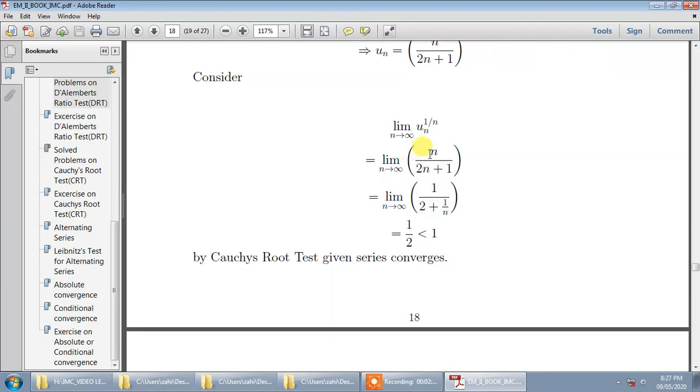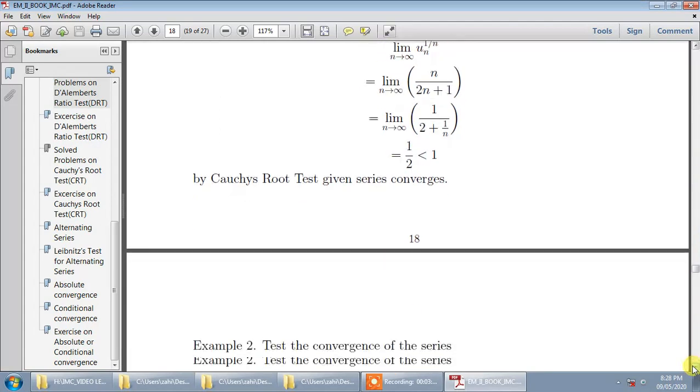If I take n common and cancel it, we get 1 divided by 2 plus 1 by n. If I put n equal to infinity, 1 upon infinity is equal to 0, so it becomes 1 upon 2, which is 1 by 2, which is less than 1. If this limit has value less than 1, the series converges; if it is greater than 1, the series diverges. Here we have less than 1, therefore the given series is convergent.